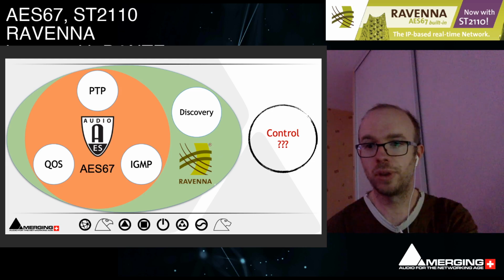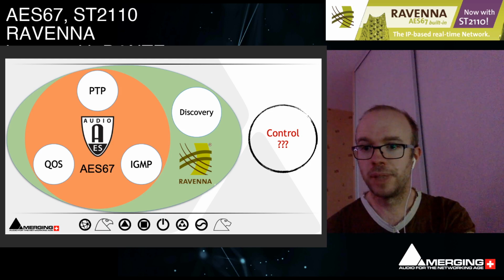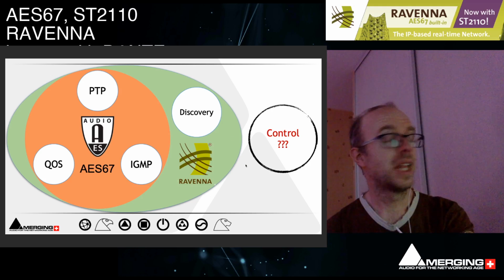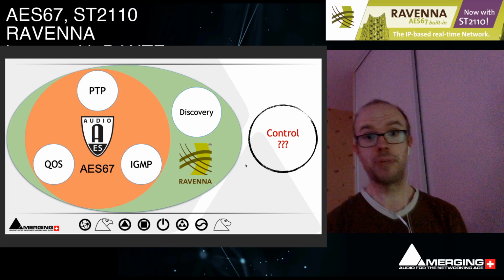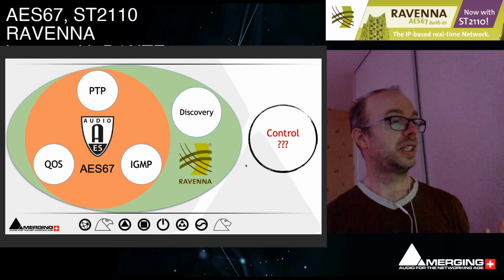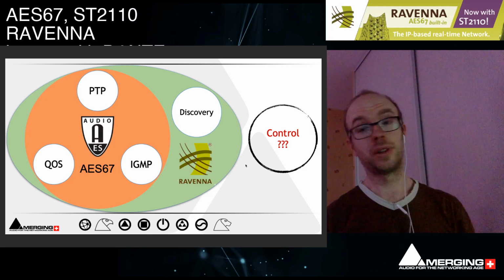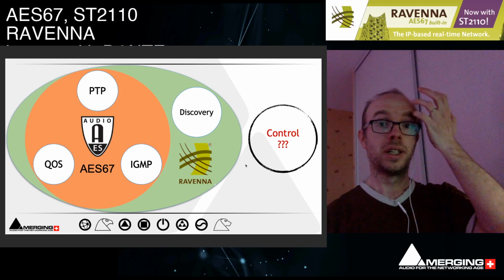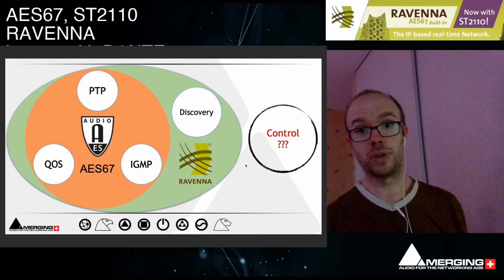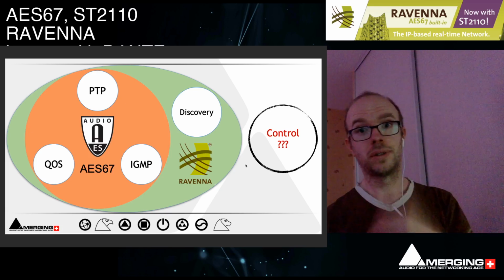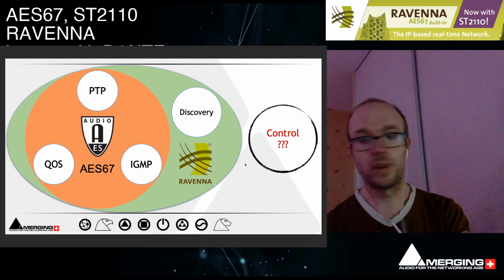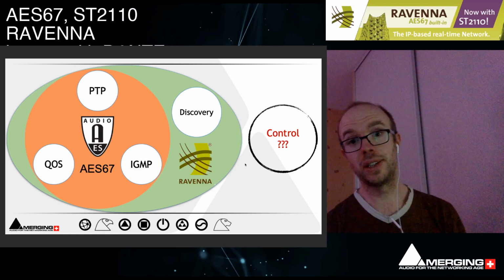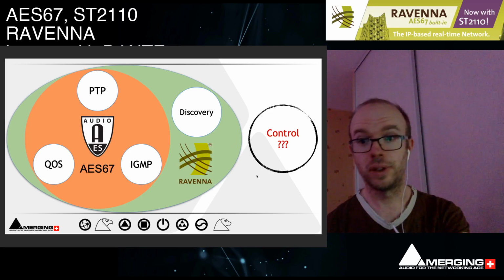So there's a question in the chat. Is it possible to use VLAN with AES67? Yes, of course. As we will see later, AES67 is a fully IP compliant protocol. So you can use any IP technology, or even any layer 2 technology that transports IP. So you can have AES67 on something other than Ethernet, for instance. It's really a layer 3 problem. VLANs are layer 2, so any type of VLAN is compatible with AES67.